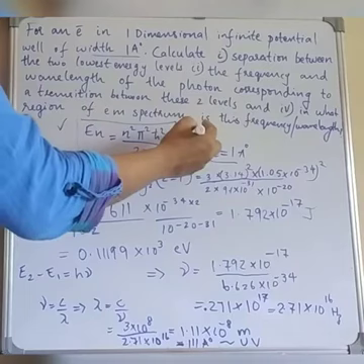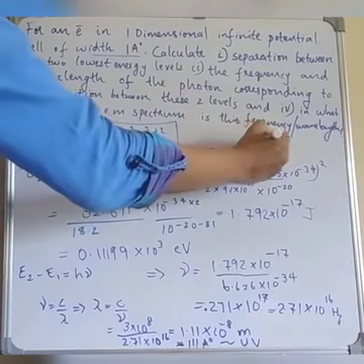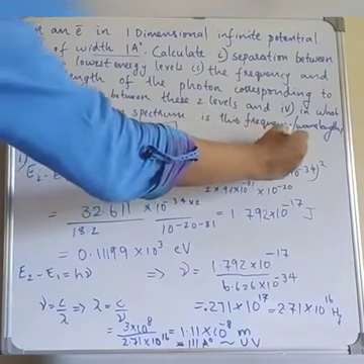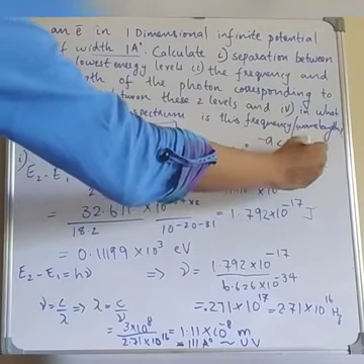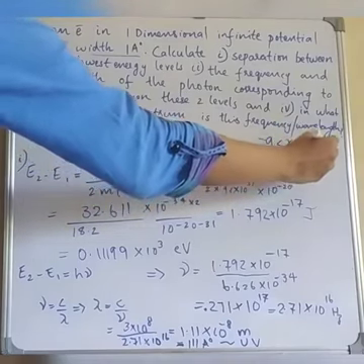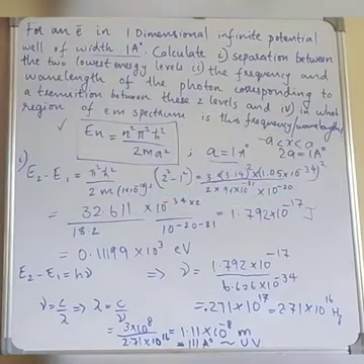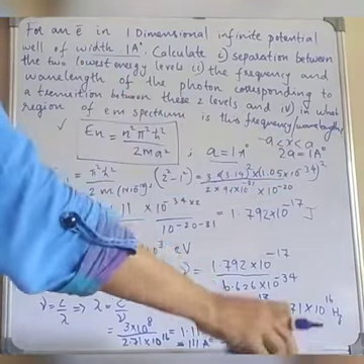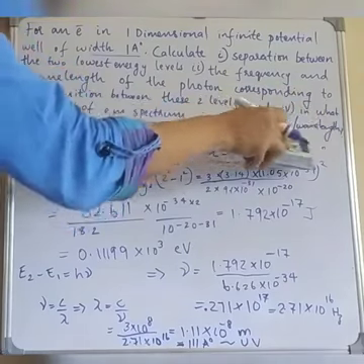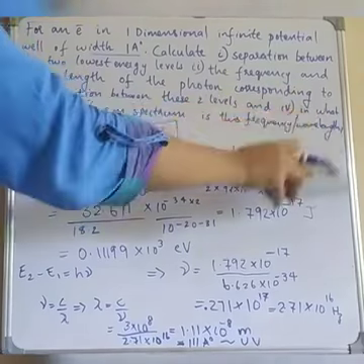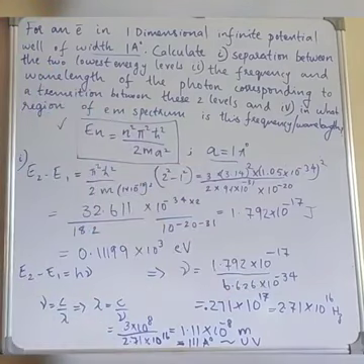If you are using the limit minus A less than x less than A, then the width is 2A, so you have to use the value 2A equal to 1 angstrom, but in our case A is equal to 1 angstrom. Okay, apply all the values.